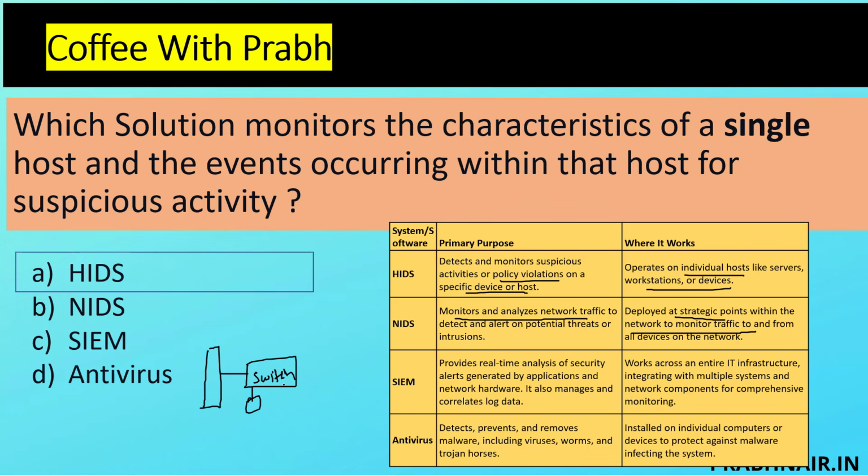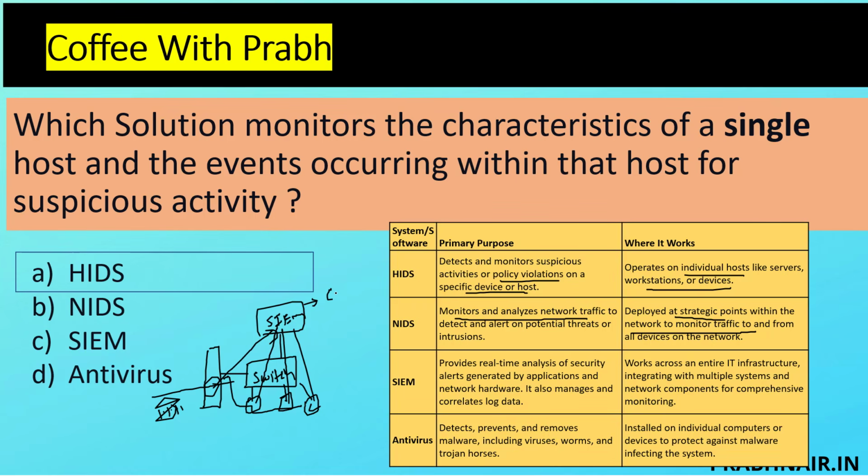Here we have system A, system B, system C, and one solution called SIEM. If an IP attack happens, for example from 1.1.1.1, and it was able to bypass the firewall, that activity is recorded in the SIEM, because that IP attacks systems A, B, and C.